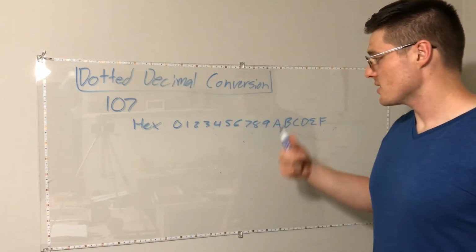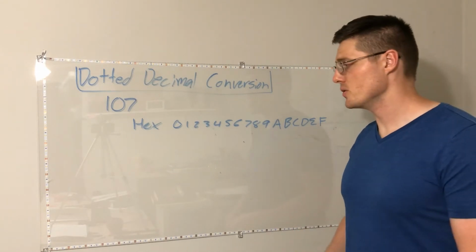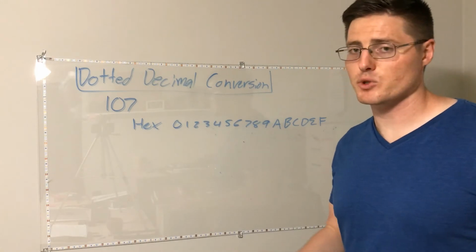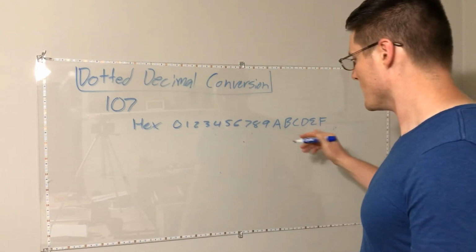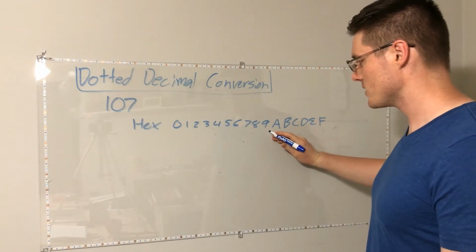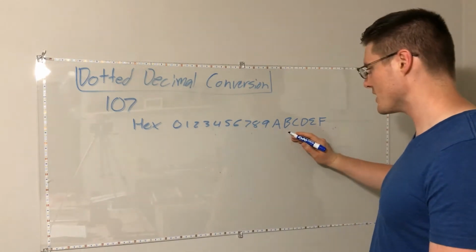So as mentioned, federal agencies now require IPv6. It's important to use. Now we're going to look at how to convert 107 to the hexadecimal representation of its value.